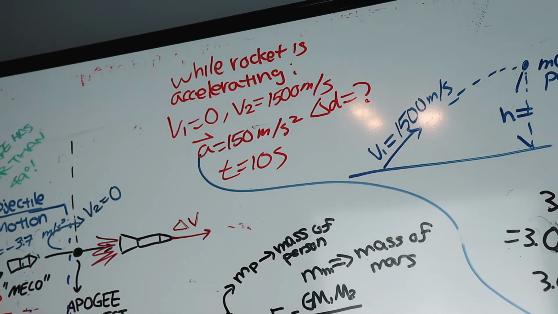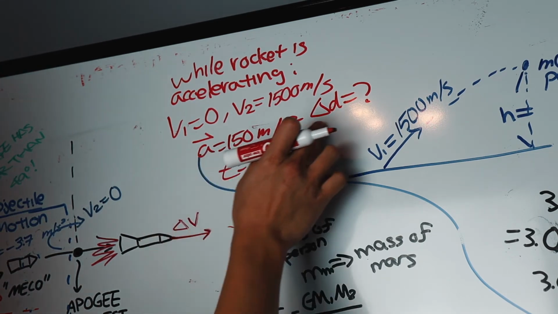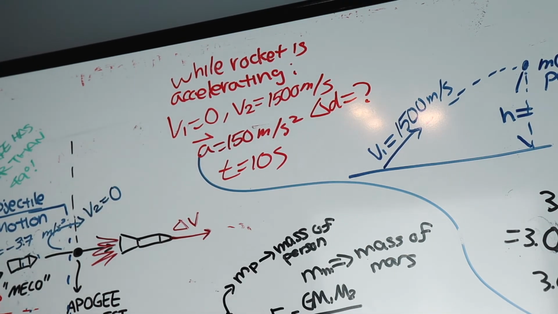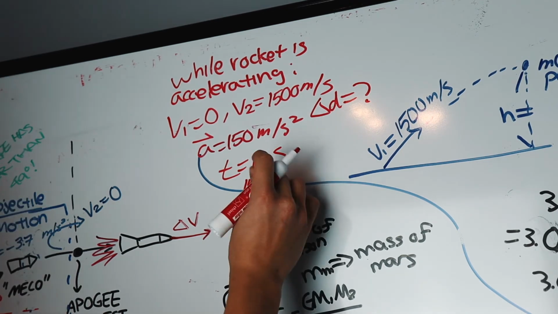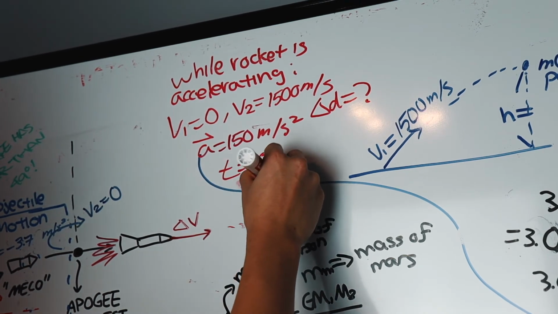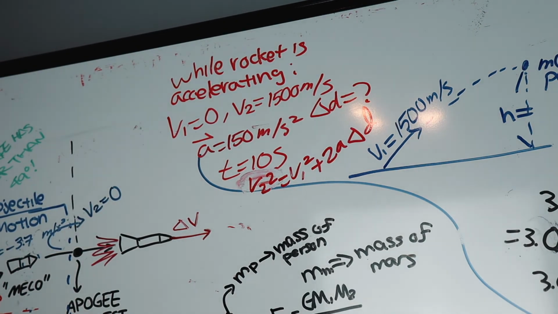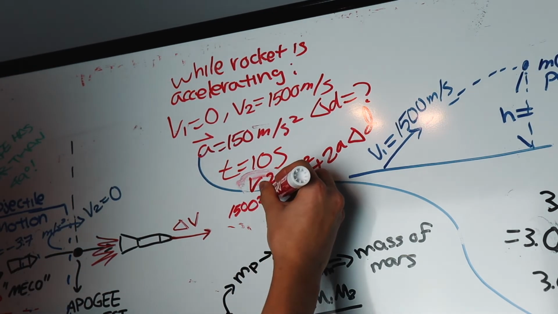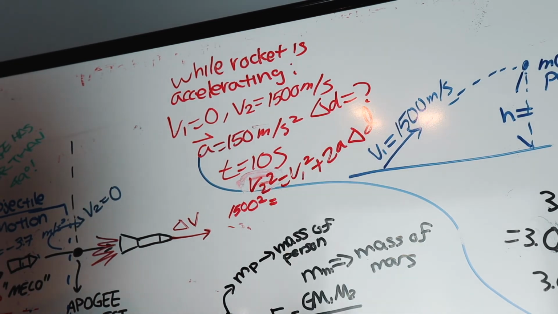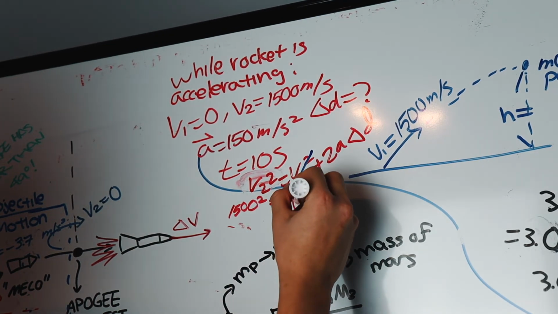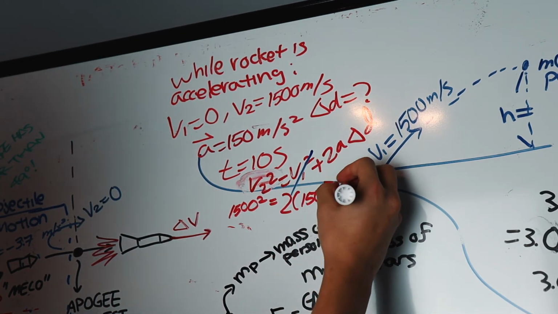We're going to use the acceleration and displacement to get the d value. One of the formulas we learned in the grade 11 physics curriculum is v2 squared equals v1 squared plus 2ad, because that involves everything except time, and we don't really need time here. So 1500 squared, and v1 is 0 so it cancels, equals 2 times 150 times the displacement, which we do not know.